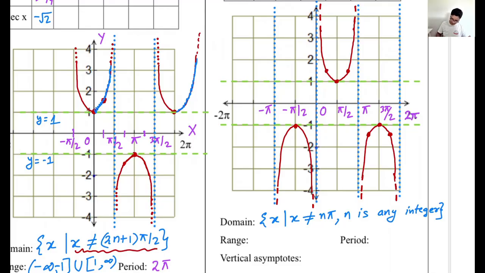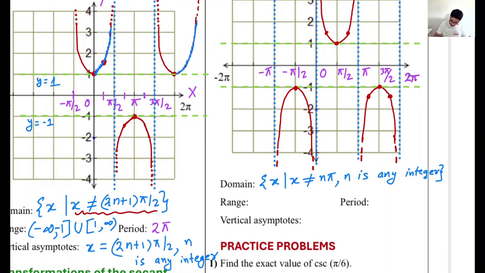And the range of the function is all values that are not between -1 and 1. So that part is the same. And the period is still 2 pi. The period is the same as that of sin x. And the vertical asymptotes would be exactly where the values are not in the domain. The equation should be x equals n pi.